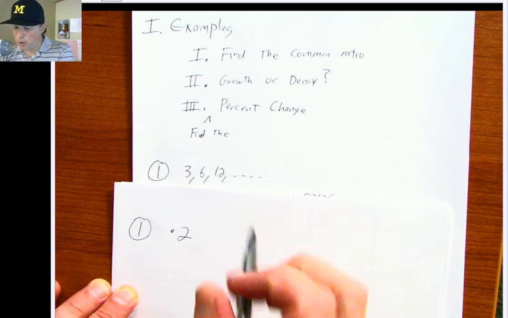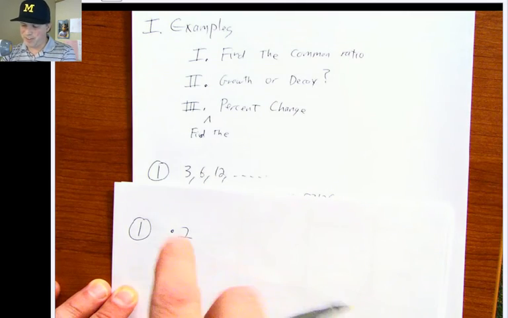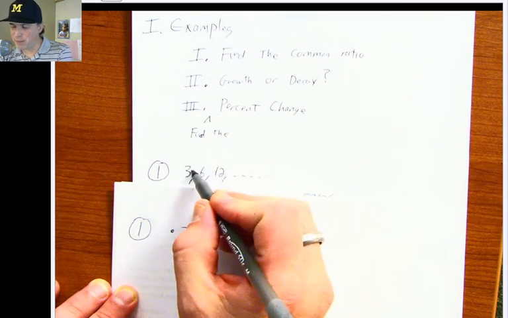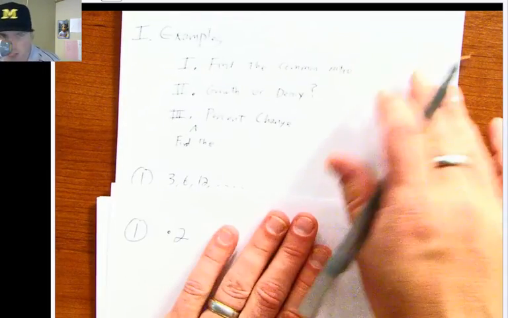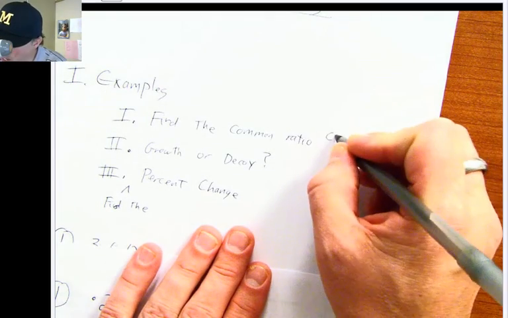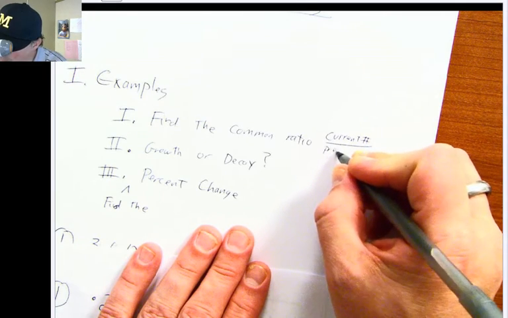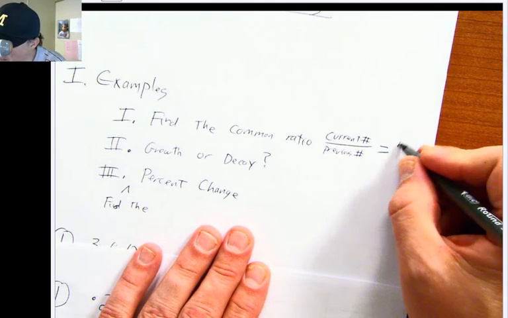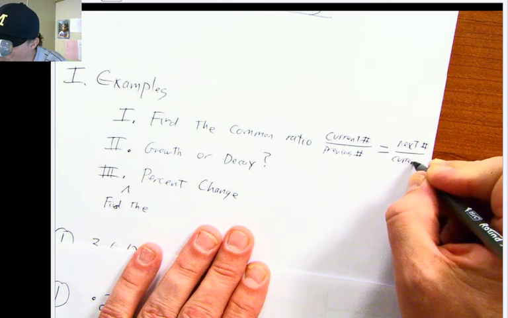Well, how do we use the 6 and the 3, or the 12 and the 6, to get this answer of 2? Well, 6 divided by 3 is 2. 12 divided by 6 is 2. Let me put some words into this. You could view it as the current number divided by the previous number. Or, just different wording, the next number divided by the current number.